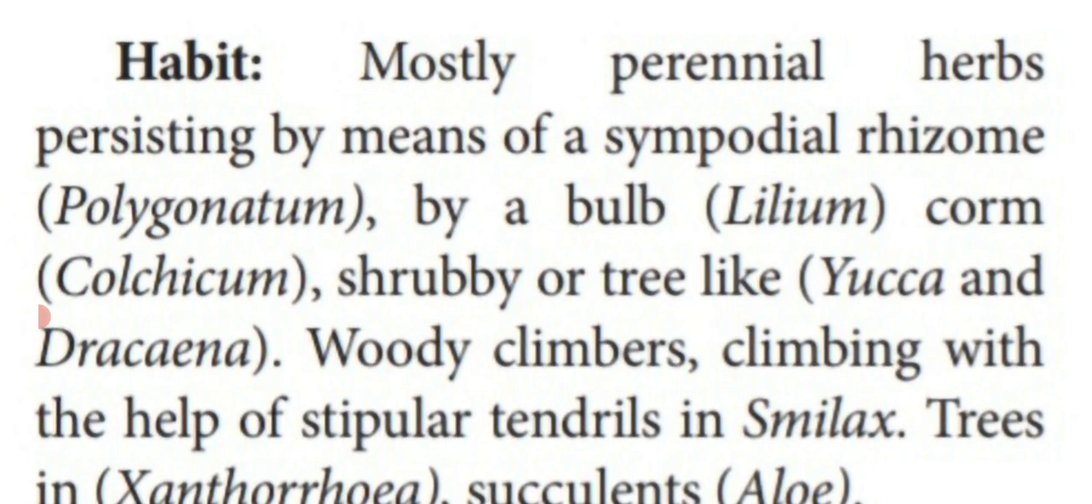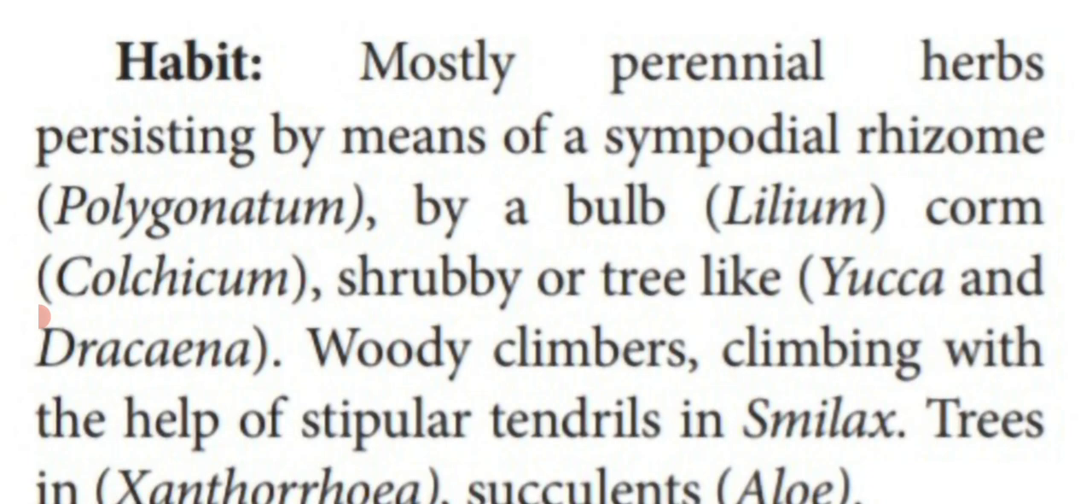Here, the plants contain a sympodial rhizome. Rhizome means the underground stem. This rhizome makes the plant survive for more than 2 years. That's why it is known as perennial herbs. Example, Polygonatum. Bulb, example, Lilium. The bulb is one of the underground stem modifications you studied in the vegetative morphology lesson. Lilium is an example of a bulb. Corm is Colchicum. Corm is also one of the underground stem modifications.